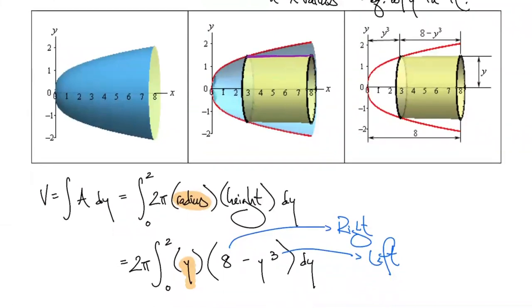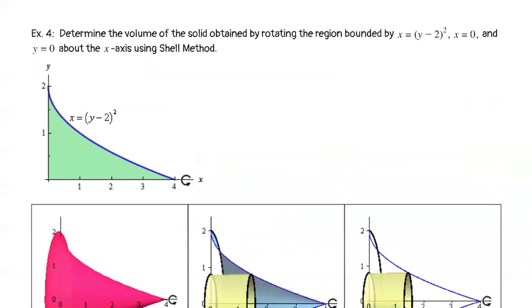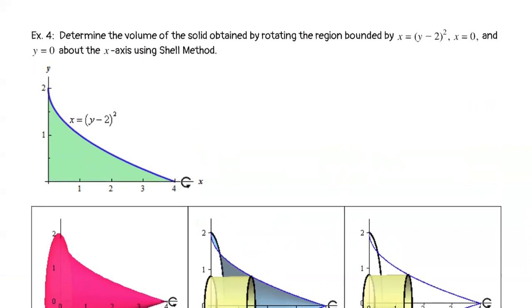Okay. All right. So in the remaining time, what I'd like to do is take a look at one more situation where we are going to solve a problem in two different ways. We're going to approach this using the shell method, and we are going to approach this using the washer method, or disk and washer method, okay? So in example four, we say, determine the volume of the solid obtained by rotating the region bounded by x equals (y minus 2) squared, x equals 0 and y equals 0 about the x-axis using the shell method.